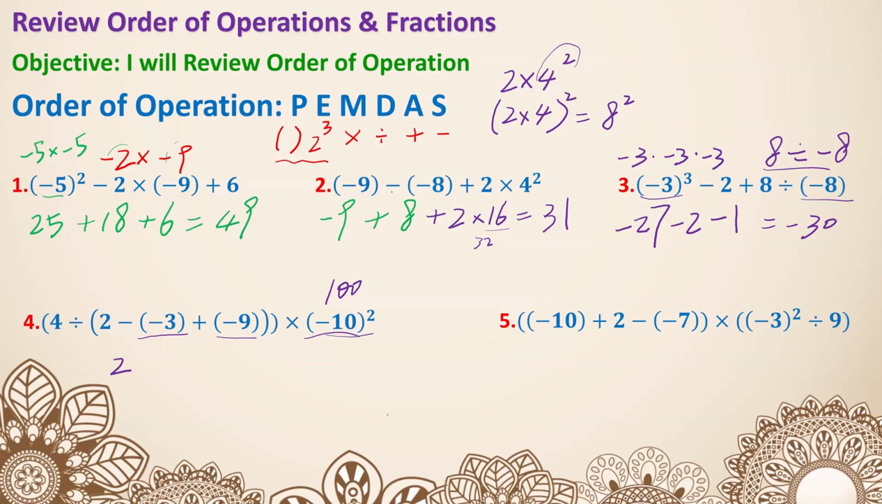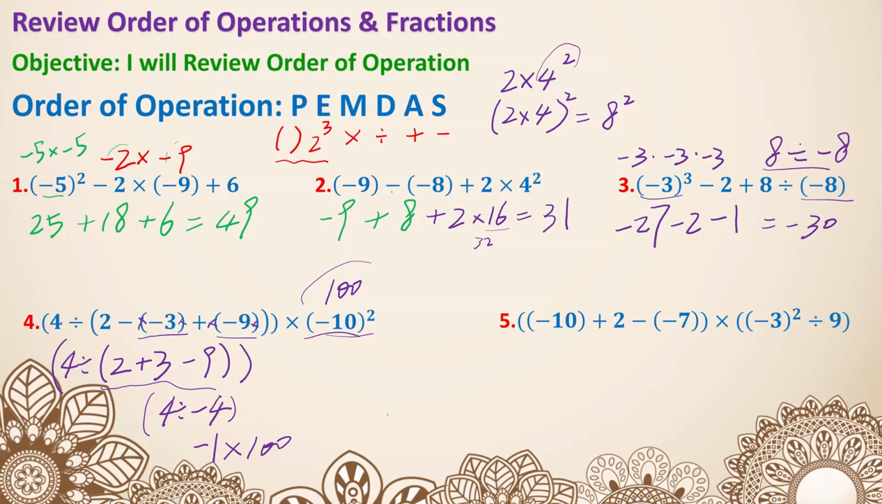So 2 minus a -3 becomes a +3. Then plus a -9, it's still a -9. So we have dealt with the inner layer. Now we still have the parentheses around the 2 and the 9, and we still have the 4 divided in the front with another layer of parentheses. Now, the inner layer again, 2 plus 3 minus 9, which is -4. So now we have 4 divided by -4, still inside parentheses, but we can just calculate it. That is -1. The number on the back is 100. So the whole thing is going to be -100.